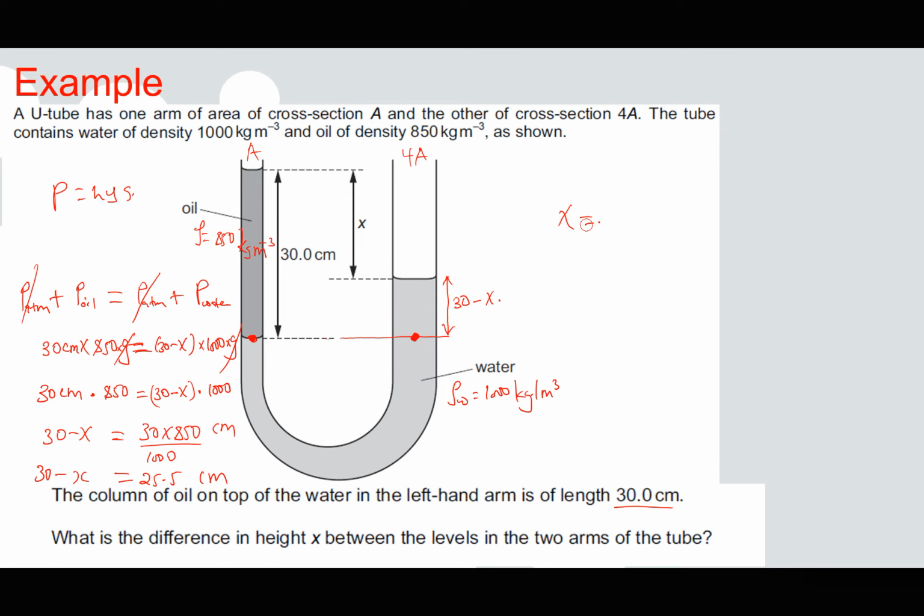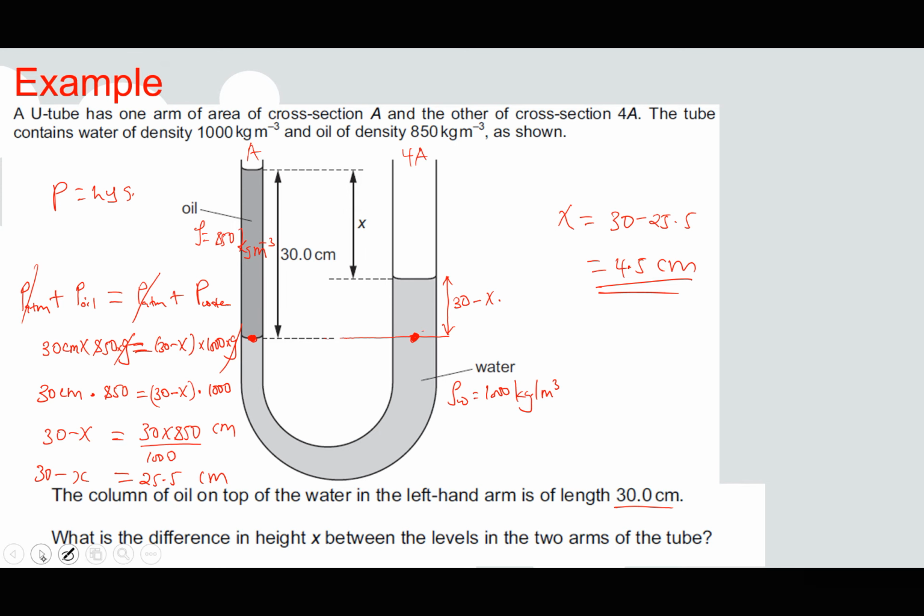So what is x? x is going to be 30 minus 25.5, which I think gives us 4.5. So the difference in height x is going to be 4.5 centimeters. You can try to follow the same. So I have used the concepts of comparing pressure at the same level using Pascal's principle. Pressure in the same liquid at the same level is equal because it acts equally and in all directions. That is according to Pascal's principle.